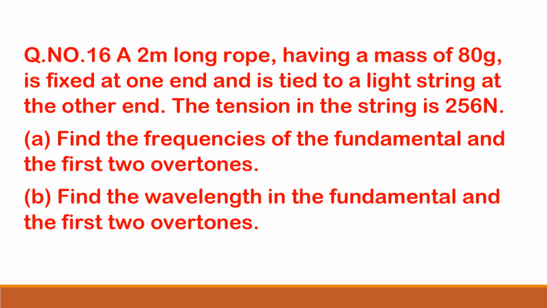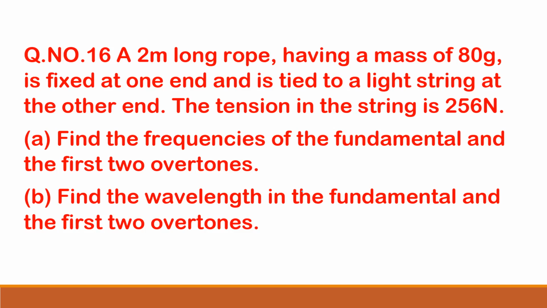And this question is also taken from H.C. Verma. Let's see what is given. A 2 meter long rope having a mass of 50 gram is fixed at one end and is tied to a light string at the other end. The tension in the string is 256 Newton. Find the frequencies of the fundamental and the first two overtones.